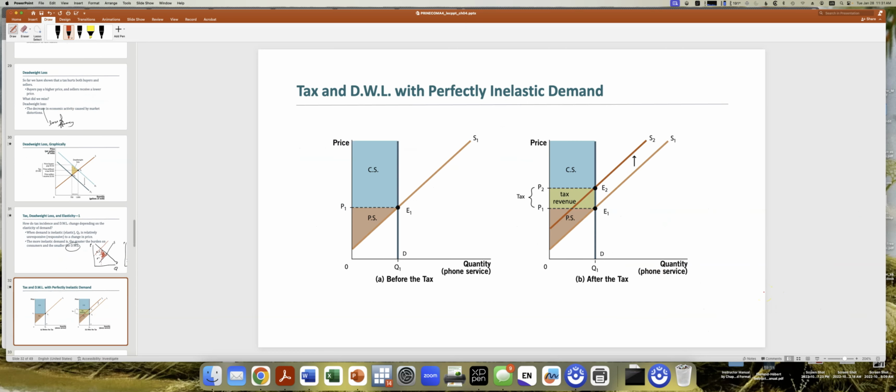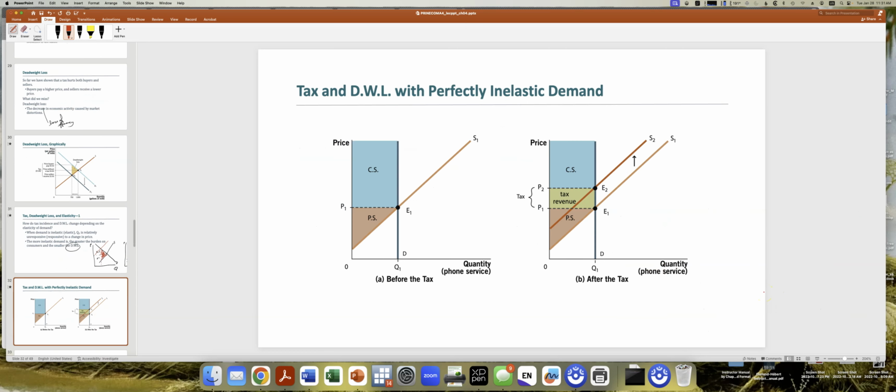So perfectly inelastic, what would that kind of be? That'd be kind of like, I don't know, insulin. Again, if you're diabetic, would be a pretty perfectly inelastic good. And so if we were to tax that kind of good, you'd be basically taxing diabetics because they're going to have to still pay for it regardless.